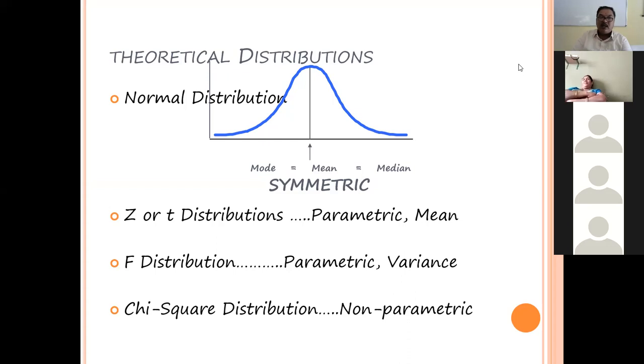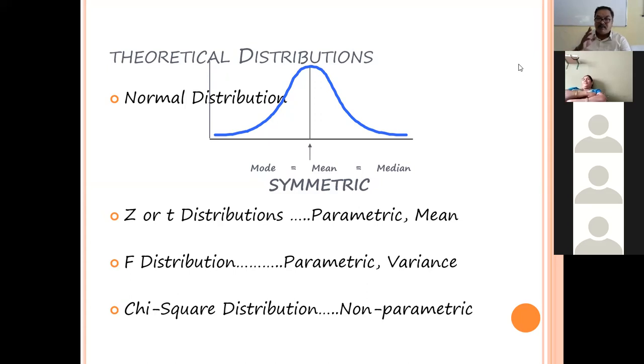And then lastly, the chi-square test or the chi-square distribution. It is also a single-sided distribution, and it is used for non-parametric tests. The Z, T and F distributions are parametric tests. You have to use ratio scale data. There is no option. There is no option.